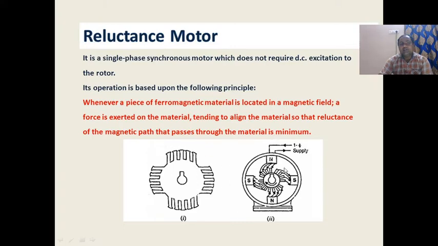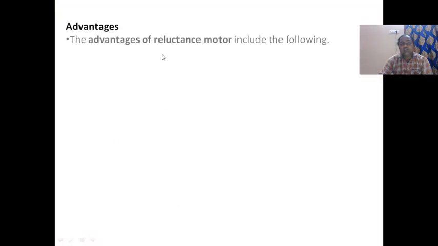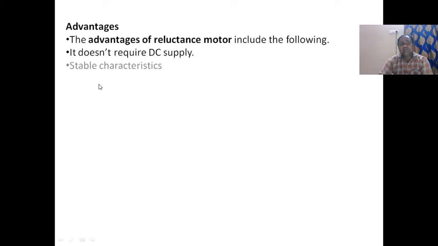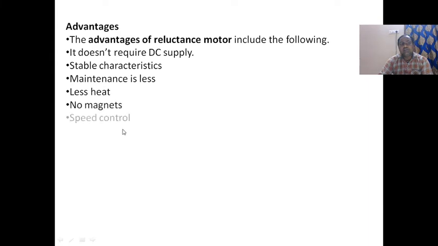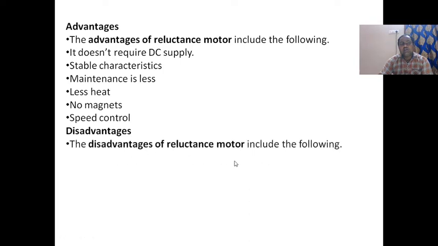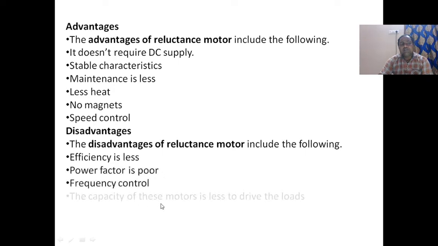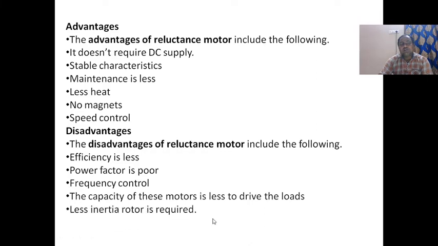Please see the reluctance motor. Advantages. The advantages of reluctance motors include the following: it does not require DC supply, stable characteristics, less maintenance, less heat, no magnets, and speed control. The disadvantages of reluctance motors include the following: efficiency is less, power factor is poor, frequency control is needed, the capacity of this motor to drive loads is less, and a low inertia rotor is required.